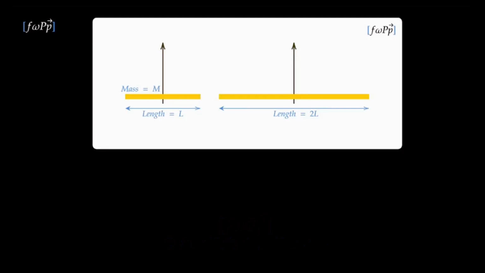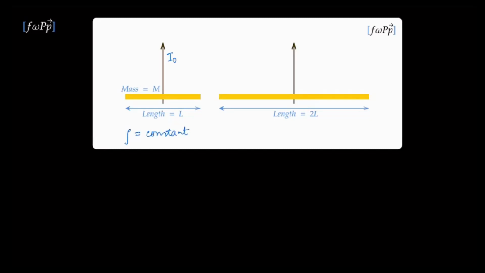Let us call this moment of inertia I naught. We are interested in looking at its dependence on the length L because we are going to double it and figure out what the moment of inertia is for the new rod. When you double the length, the one thing that stays constant is the density.